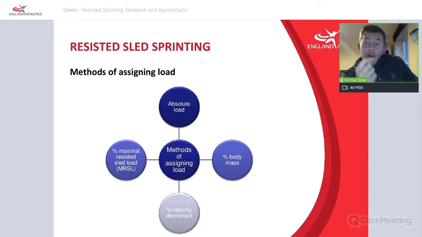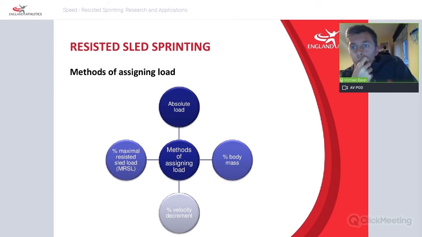But as I said, we'll come on to some of the more general messages about resisted sled sprinting, which would then be more applicable if you don't have a sled or you've got different ways of resisting sprinting as well. So there are 4 different methods. We've got absolute load, a percentage of body mass, a percentage of velocity decrement, and a percentage of maximal resisted sled load, which can be shortened to MRSL.